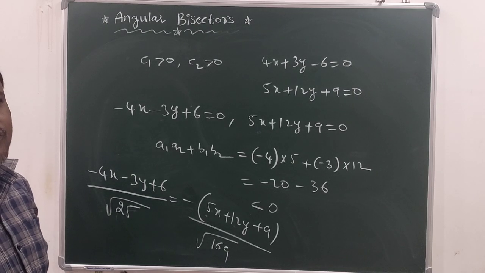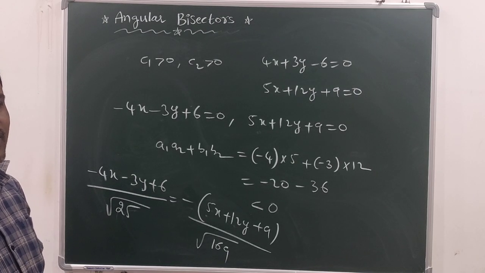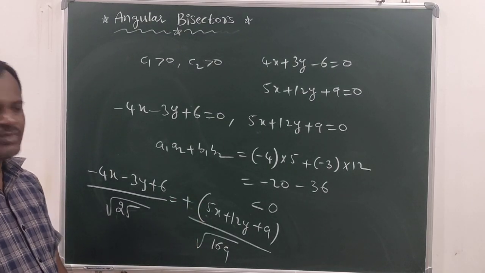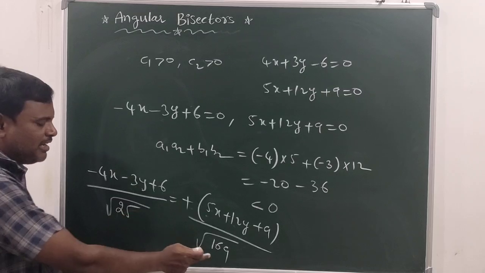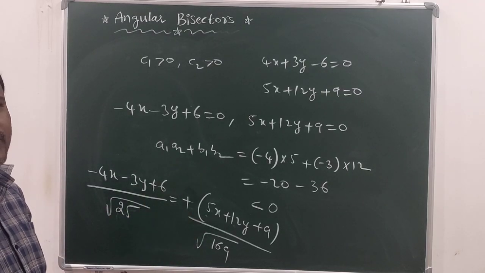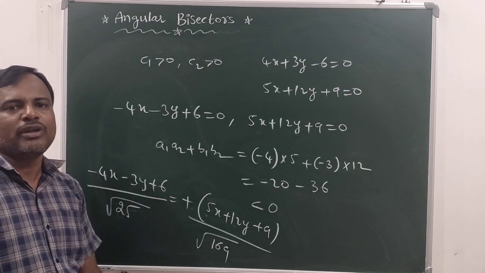In the second question, find the acute angle bisector. Acute angle bisector means here you have to put plus. Simplify: here it gets 5, here it gets 13. Take cross multiplication and simplify. You will get one line equation, that is the acute angle bisector.